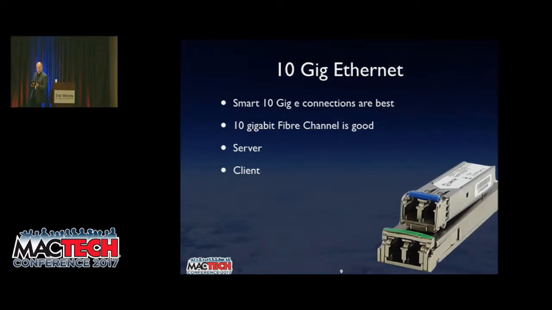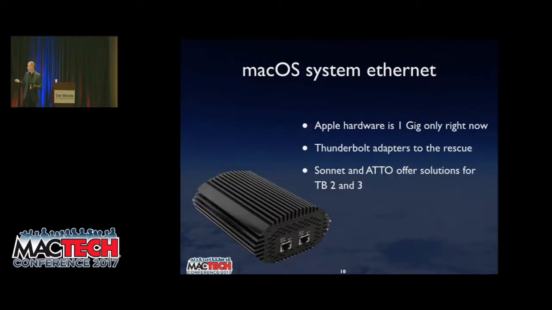So 10 gig E. The reason why I asked about the two different options there, the Fibre Channel and the Ethernet adapter, is that you've got 10 gig Ethernet over Fibre Channel, right, which is going to go at 10 gig, but it's not doing the same thing that 10 gig E over copper is doing. 10 gig E over copper has some really unique things going on.